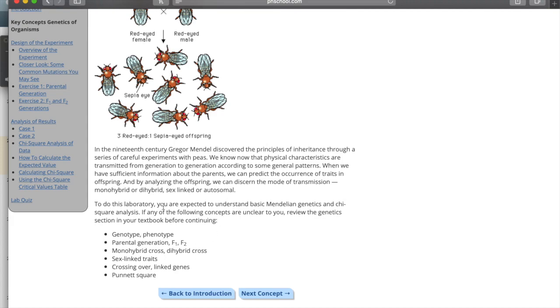And then down here we just have the necessary knowledge that you're going to need to be able to complete this lab. And as you can see, we already went through this, we went through that, we went through that. The only thing that we didn't really talk about was the crossing over and linked genes, but don't worry, you shouldn't need to use it for this lab.